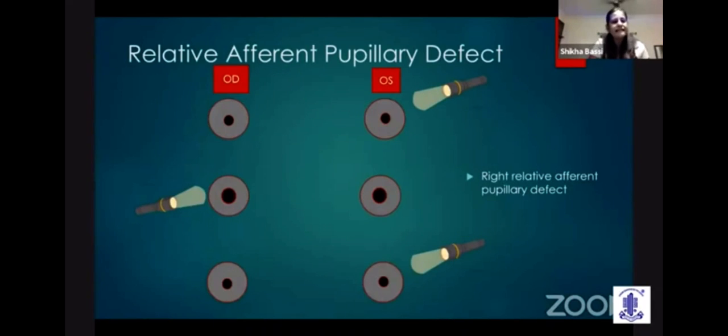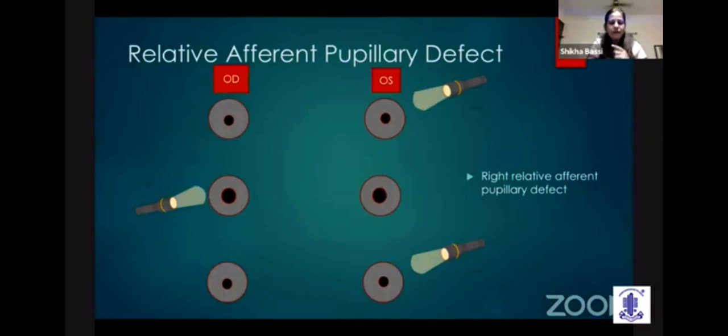Now, this is my last slide. We should know how to elicit the relative afferent pupillary defect. We will go back to the initial anatomy slide where we saw that when we shine light in one eye, both the third nerve nuclei are equally getting stimulated, hence both the pupils constrict.